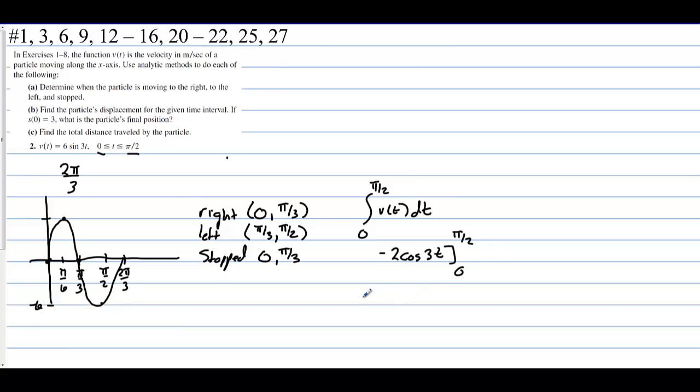We need to plug pi over 2 in. We have negative 2 cosine of 3 pi over 2 minus negative 2 times the cosine of 0. The cosine of 3 pi over 2, let's look at that. 3 pi over 2 is right there, and the cosine is 0. This becomes 0. The cosine of 0 is 1, so the displacement is 2. The particle has moved 2 units.